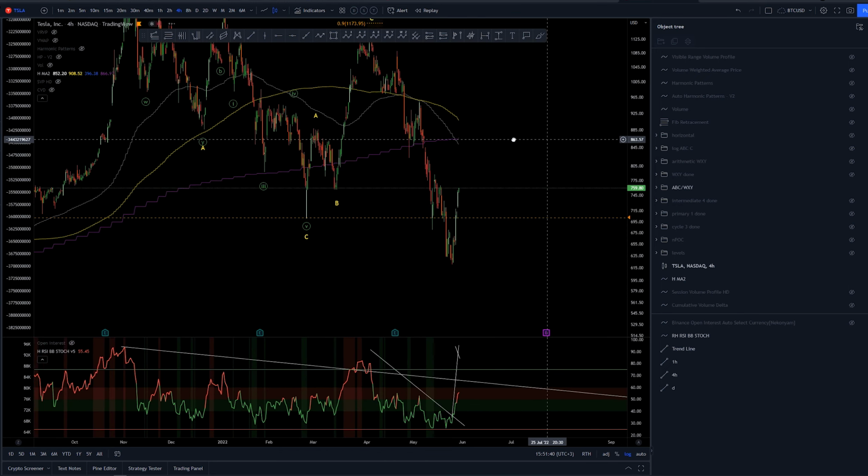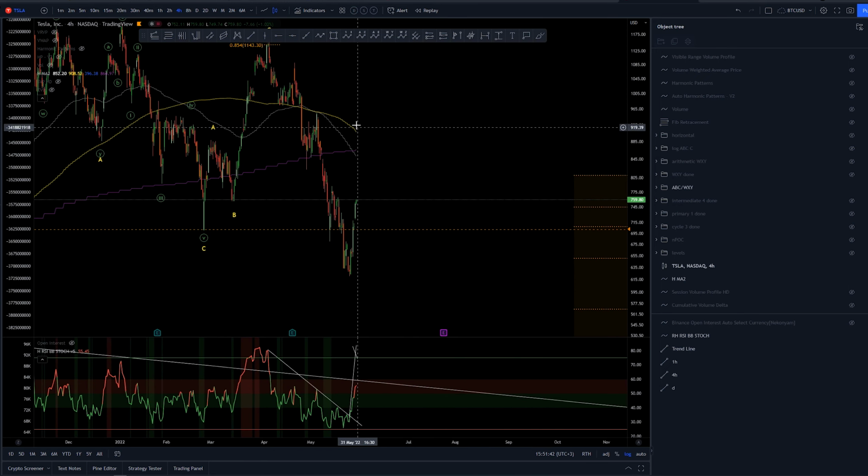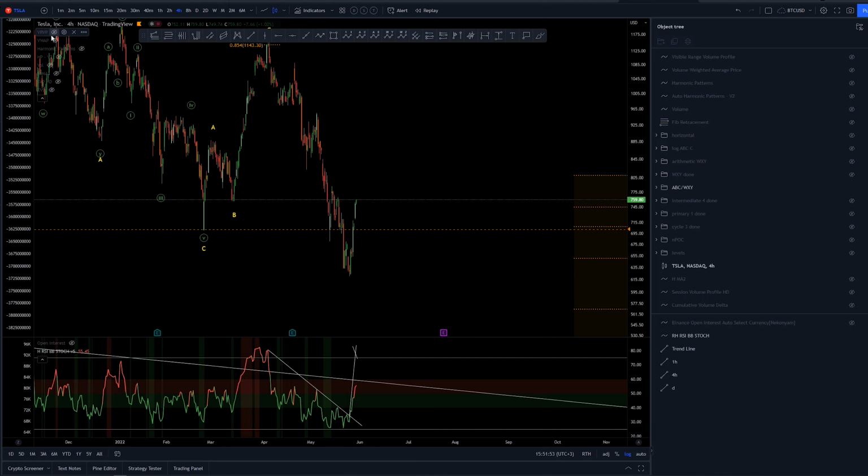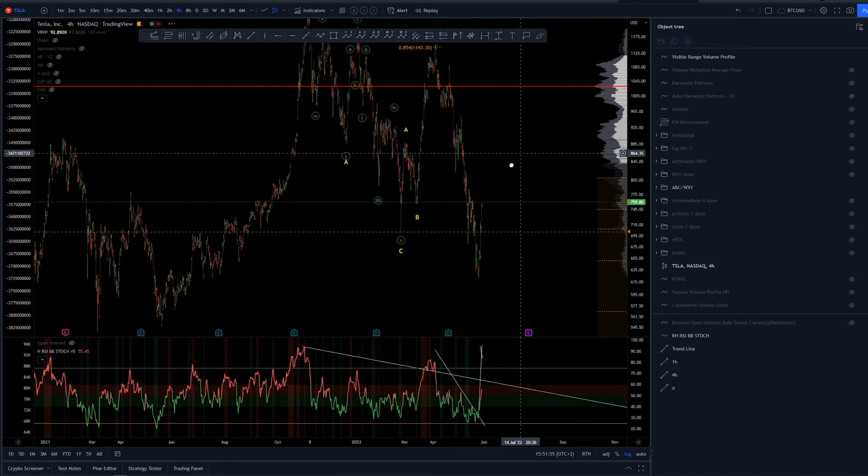Let's take a look at moving averages. Moving averages are all the way up here around 850. Of course this can come down a bit if more time is wasted here, but we'll see if those come into play later. Volume profile, let's take a look at that as well.